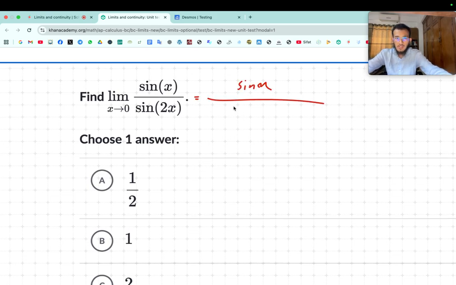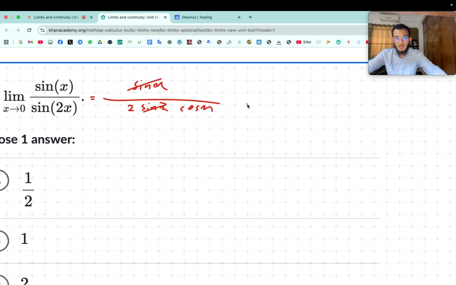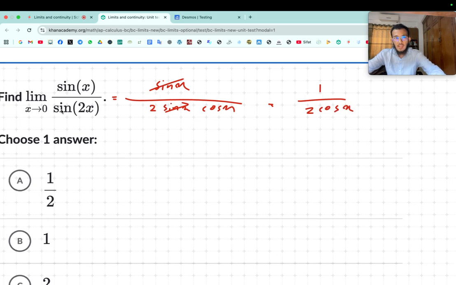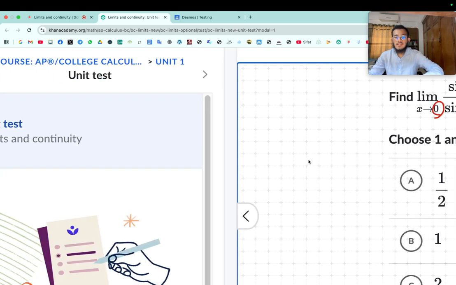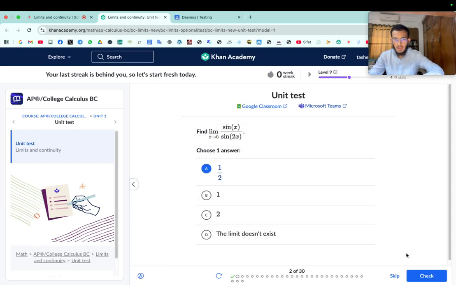So we know that sine 2x can be written as 2 sine x cos x, and we substitute, we cross out sine x from here and we can write 1 upon 2 cos x. Now if you plug in 0 here, we know that cos 0 is 1, so 1 upon 2 times 1 is just half, and this is how we get an answer of half.